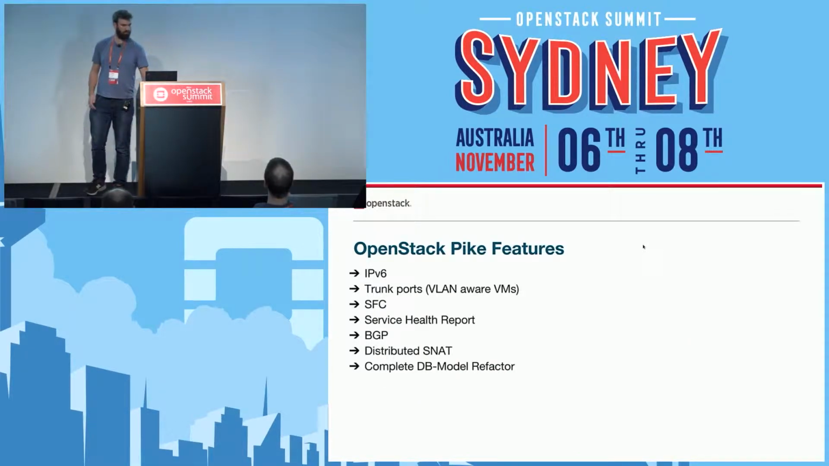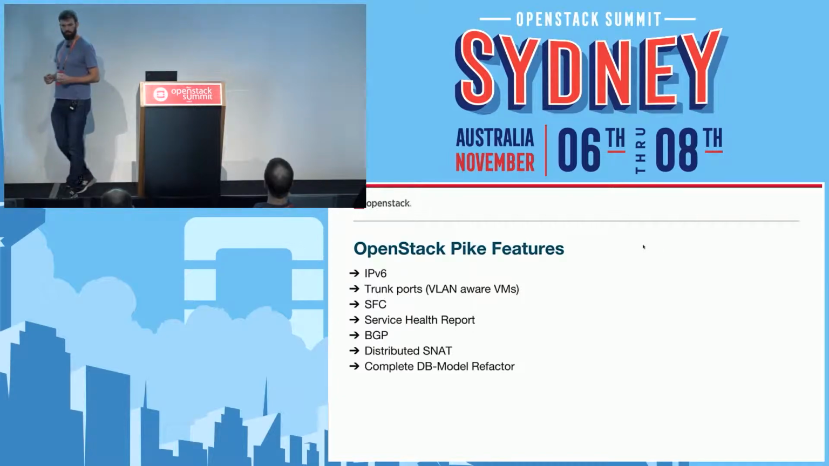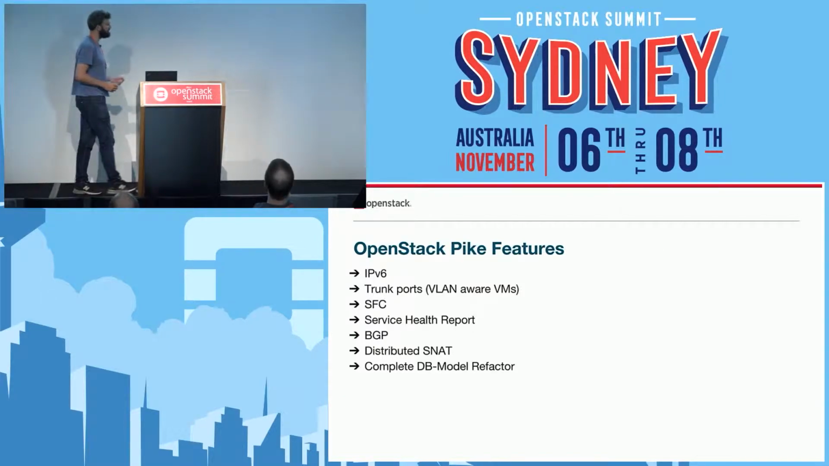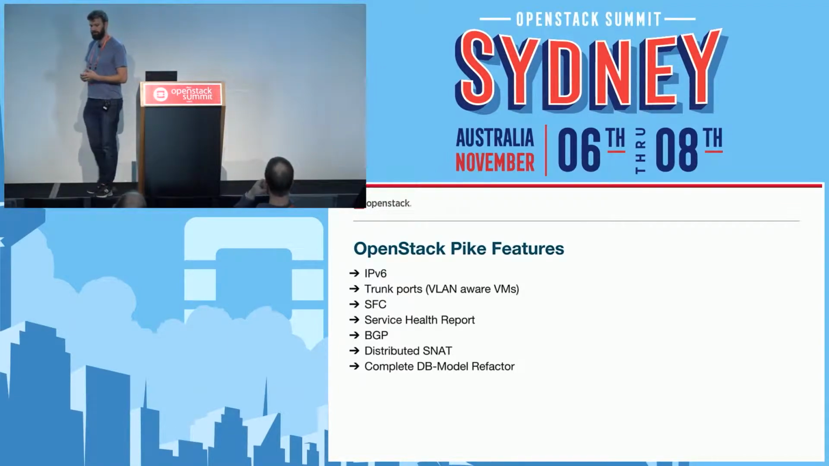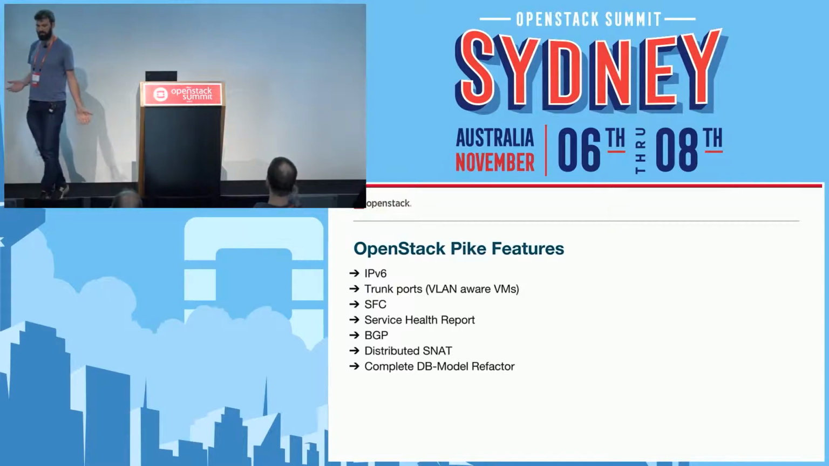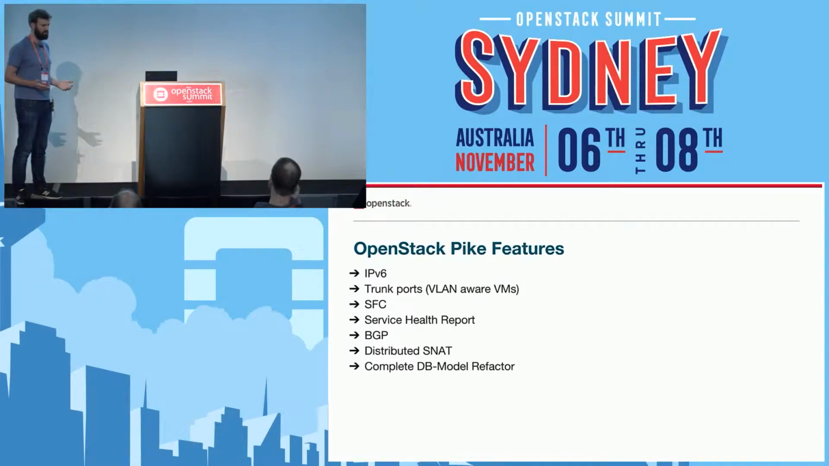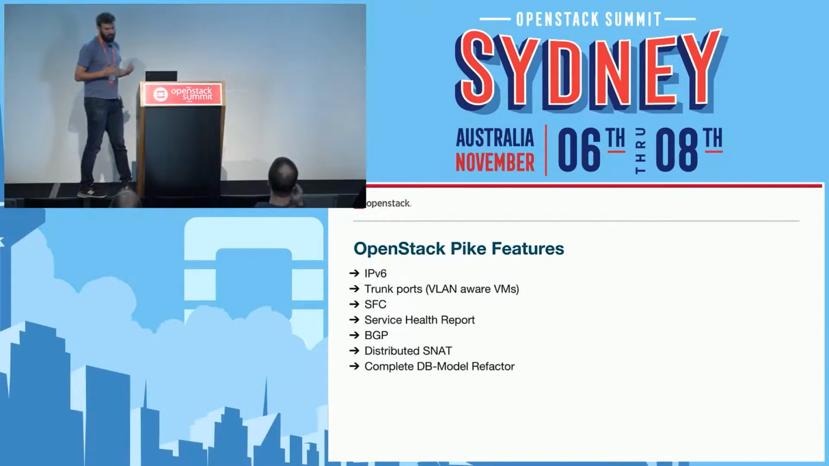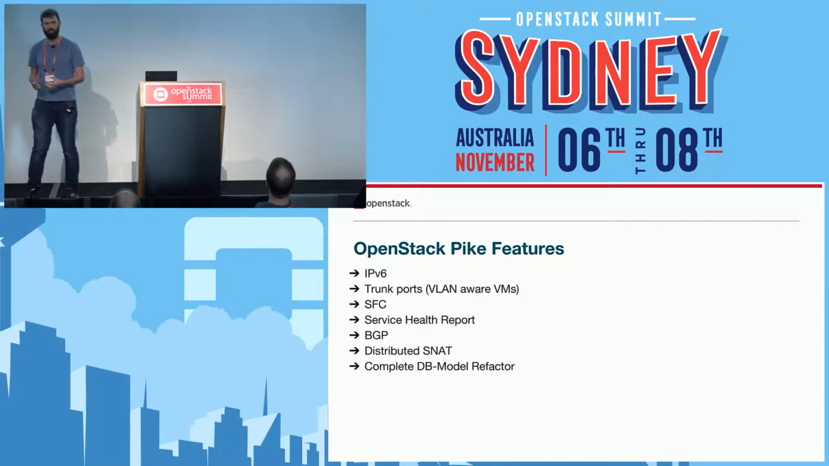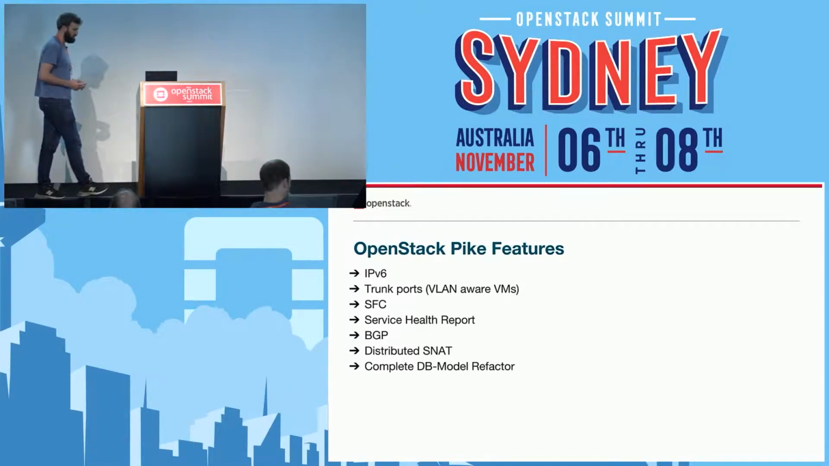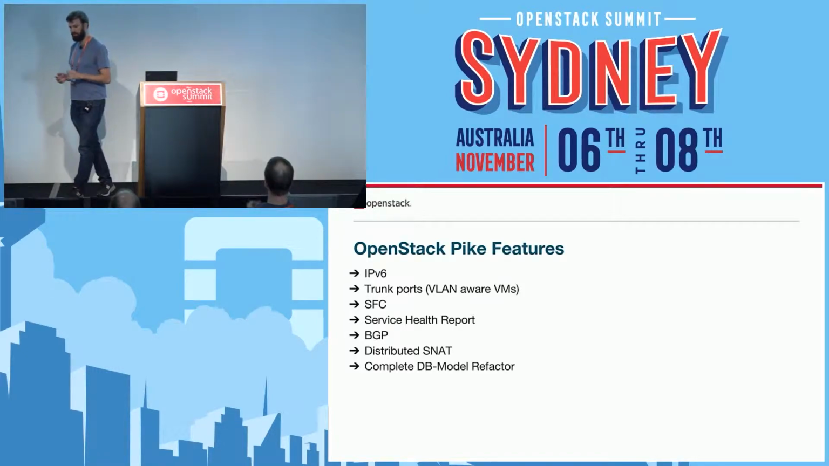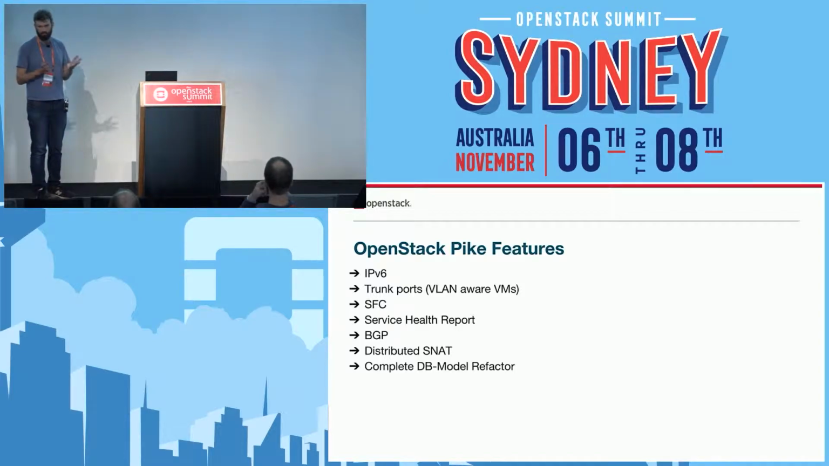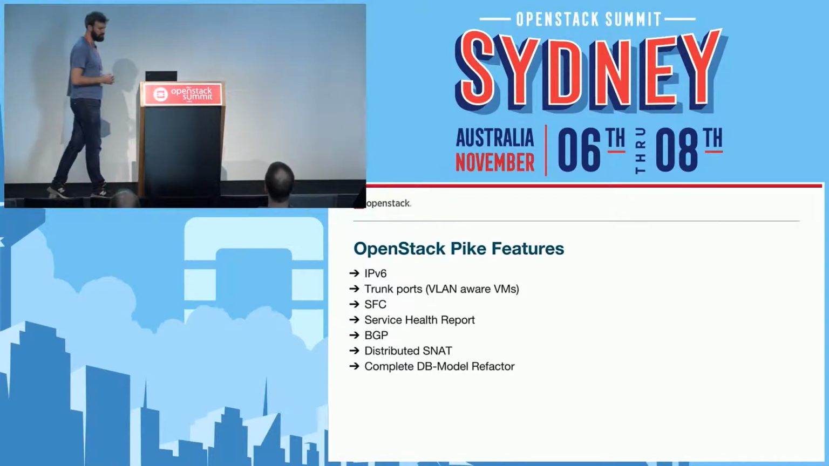I want to discuss a bit what we've done in Pike. We did quite a few things. It says over here, we added IPv6 support, both north-south and east-west. You can have networks that have only IPv6 addresses, and they can communicate between them. We have IPv6-based routing, IPv6-based security groups. Basically, everything should work. We didn't go into things like IPv6 NATing and such. That was out of scope, and we'll have to see if this is even needed.